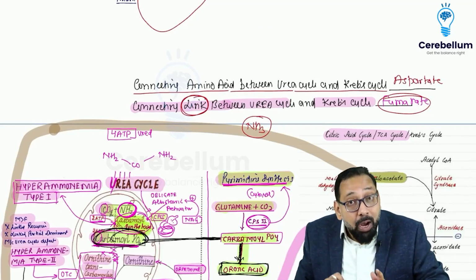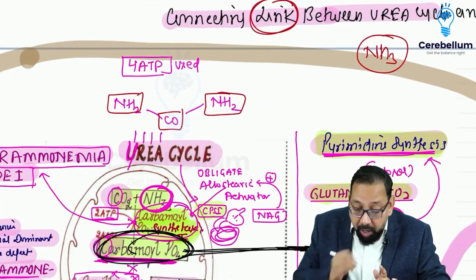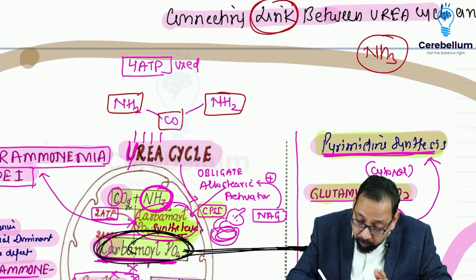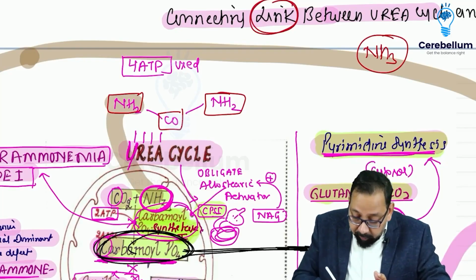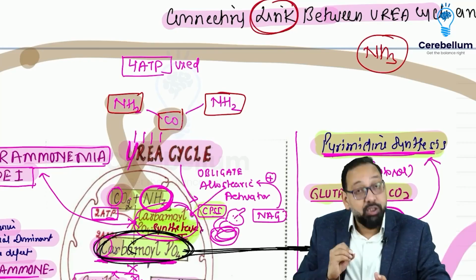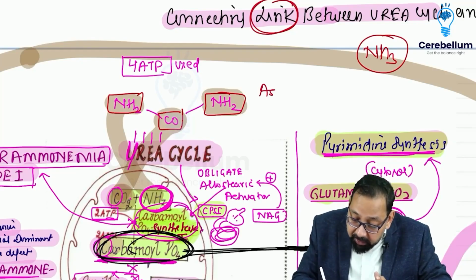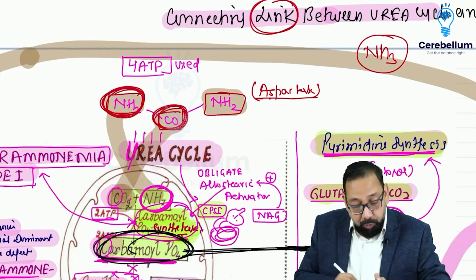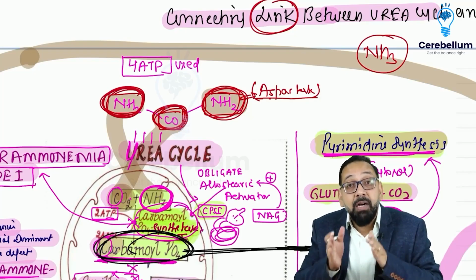And we know urea is NH2CO NH2. And question is asked that this nitrogen comes from, or ammonia contributes this nitrogen, CO2 contributes this CO, and the second nitrogen is contributed by aspartate. So in NH2CO NH2, nitrogen comes from ammonia, CO comes from CO2, second nitrogen comes from aspartate. Mnemonic: aspartate participates.